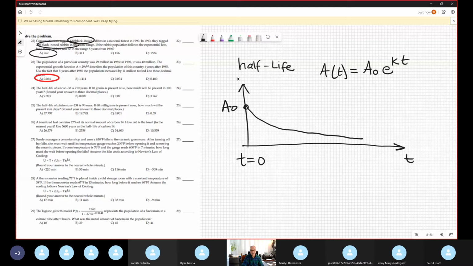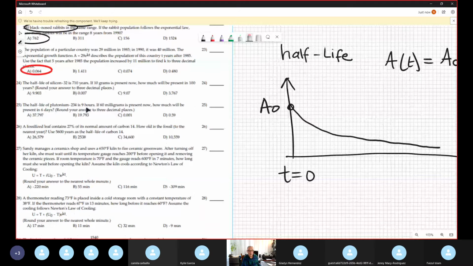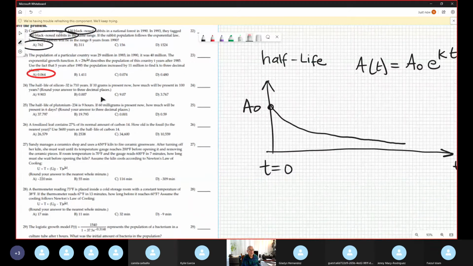And this is the reason that it is exponential decay. If it is positive, it is exponential growth. Like that. No growth, it's decay. Okay, so the half-life of silicon 32, which is a chemical element, is 710 years. Okay, the half-life of silicon 32 is equal to 710 years.